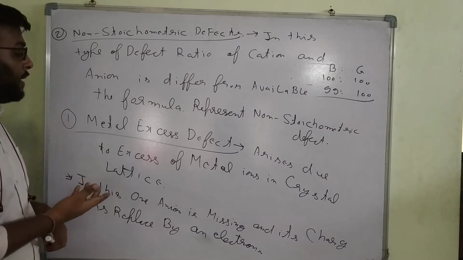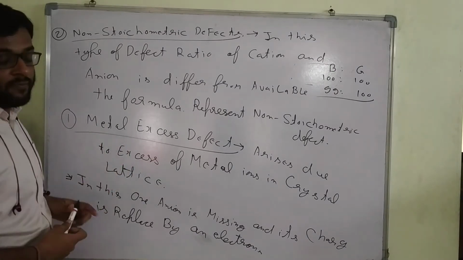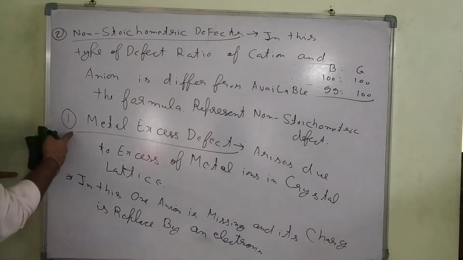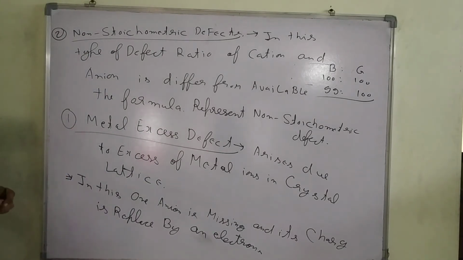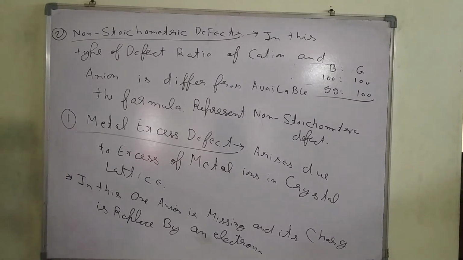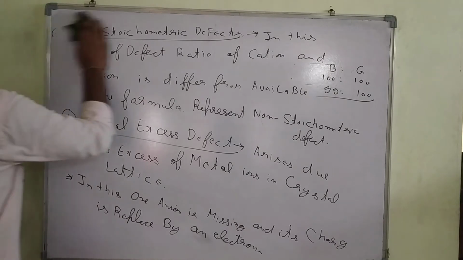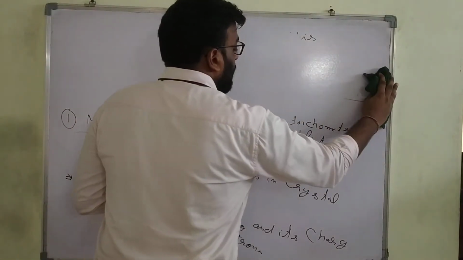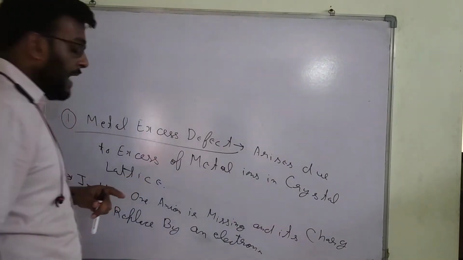It has the following types. The types of non-stoichiometric defect are one, metal excess defect, and another one, metal deficiency defect. So here I am explaining what a metal excess defect is.